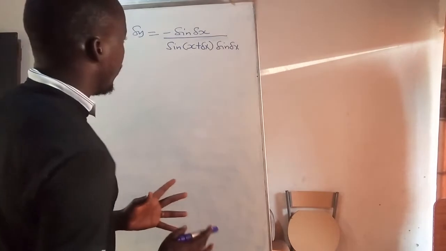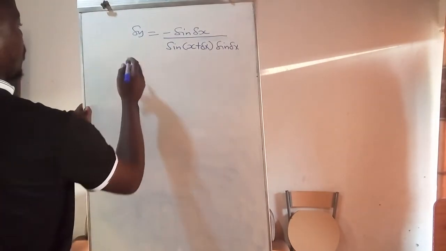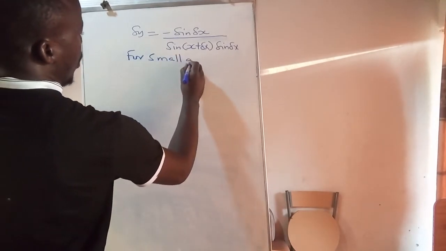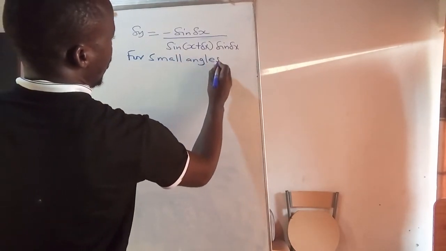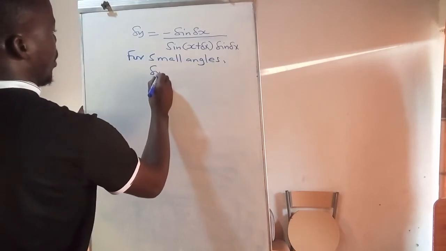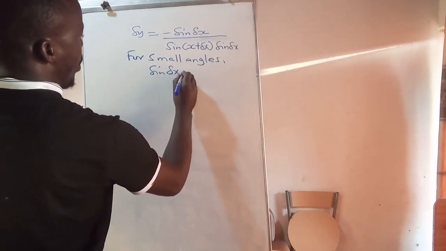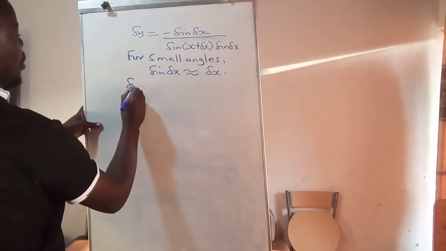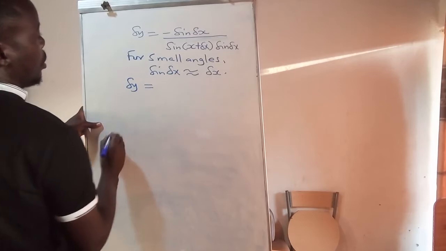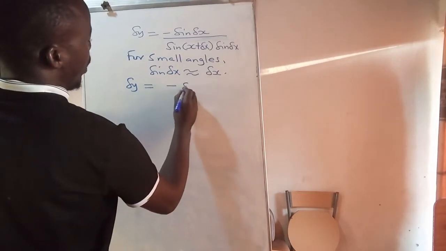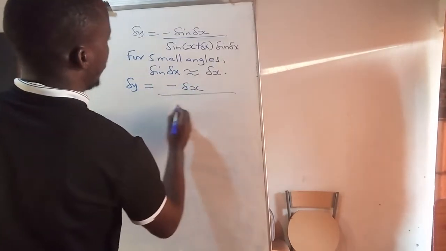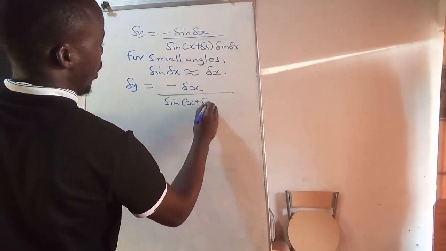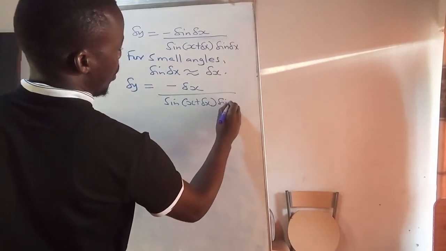Now, from this level, we're going to bring in the assumption for small angles. For small angles in radians, we expect sine of delta x to be approximately equal to delta x. So now it means delta y is going to be equal to negative delta x, all this divided by sine of x plus delta x, then sine of x.